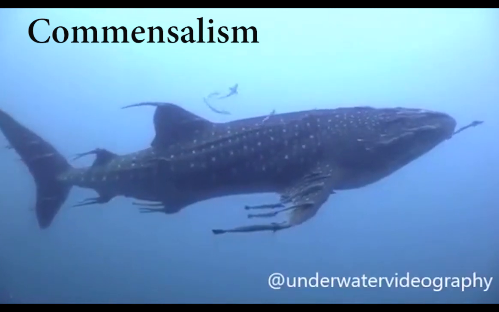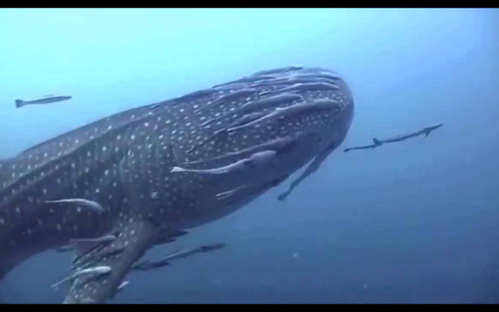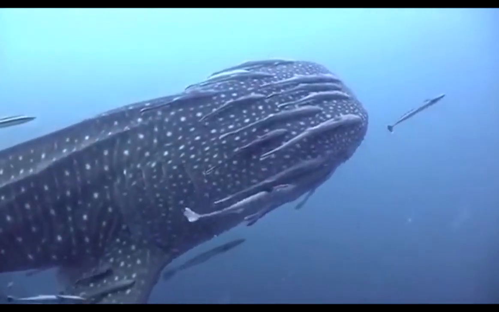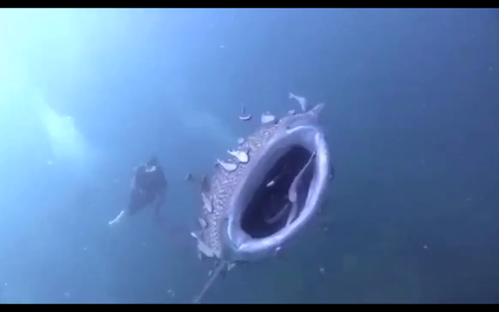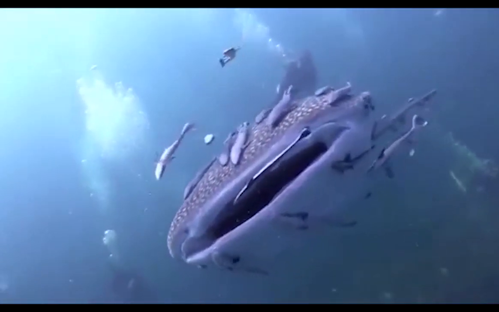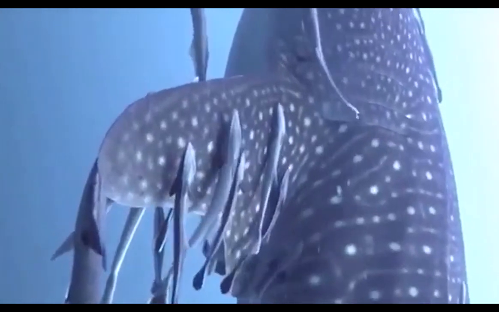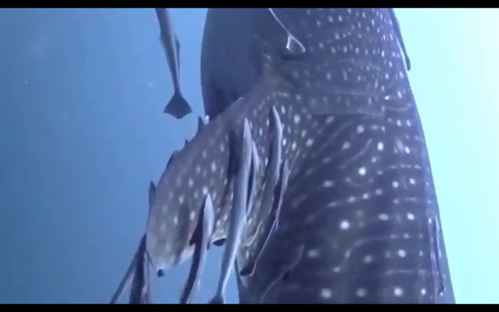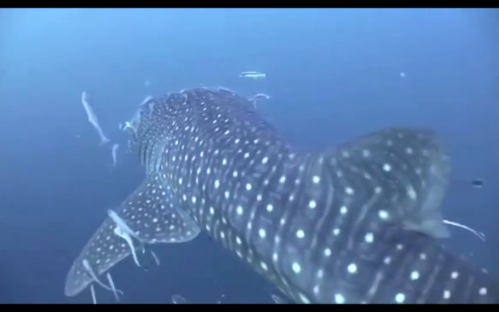Next is commensalism. It is an interspecific relationship between two organisms where one species benefits while the other species remains unaffected. For example, remora fish have a disc on their heads that makes them able to attach to larger animals, such as sharks, mantas, and whales. When the larger animal feeds, the remora detaches itself to eat the extra food.